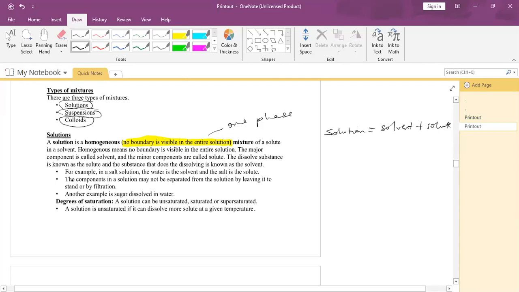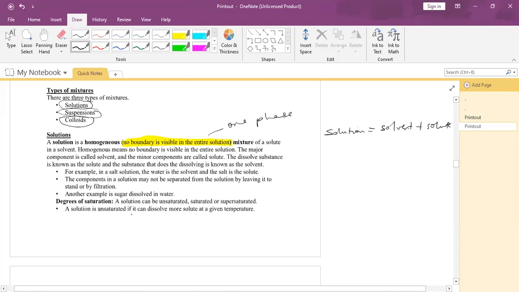Okay. So the components in the solution may not be separated from the solution by leaving it to stand or by filtration, right? So if I leave salt in water, it's not going to separate, right? And I cannot separate the two by using filtration, because it's a homogeneous solution.